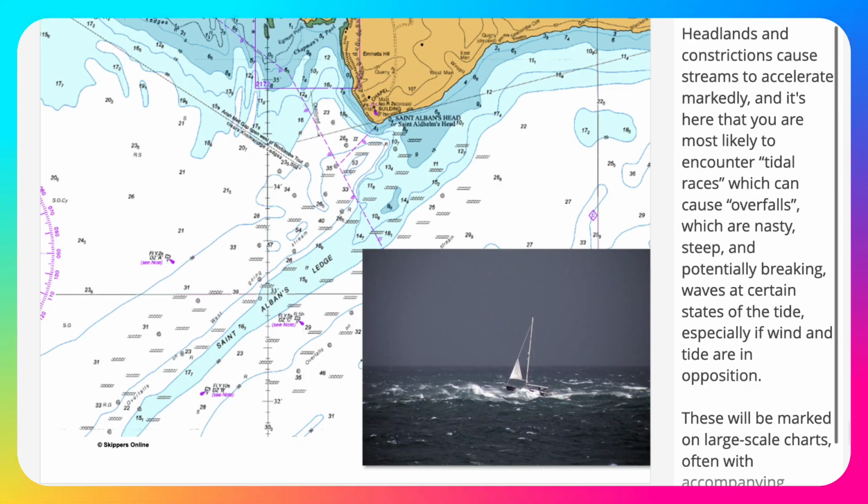Headlands and constrictions cause streams to accelerate markedly, and it's here that you are most likely to encounter tidal races, which can cause overfalls, which are nasty, steep and potentially breaking waves at certain states of a tide, especially if wind and tide are in opposition. These will be marked on large-scale charts, often with accompanying warnings, and will be mentioned in sailing directions in the almanac.